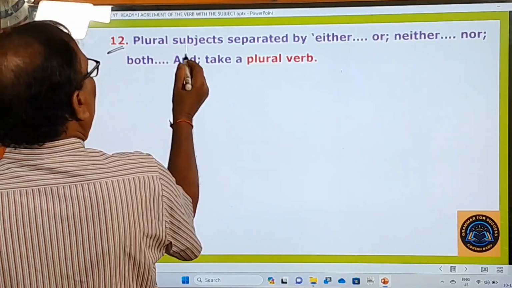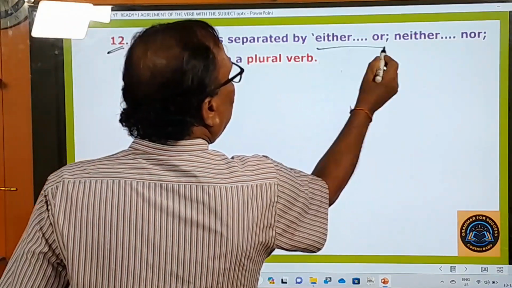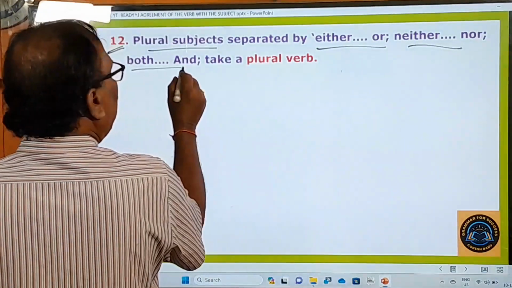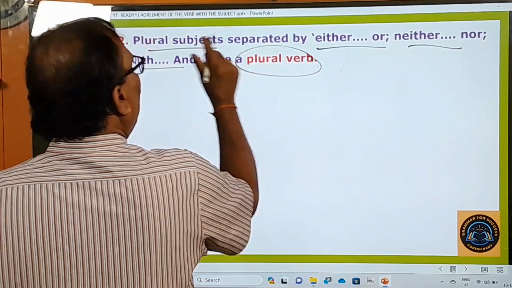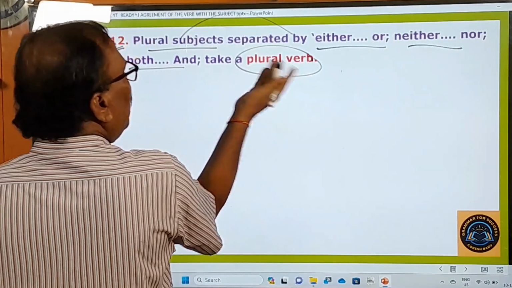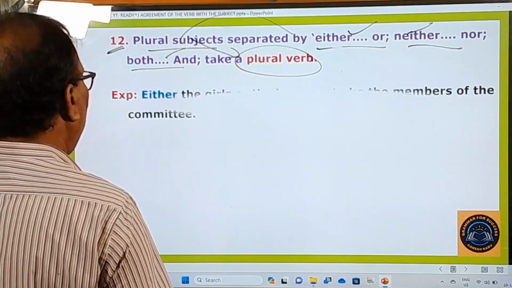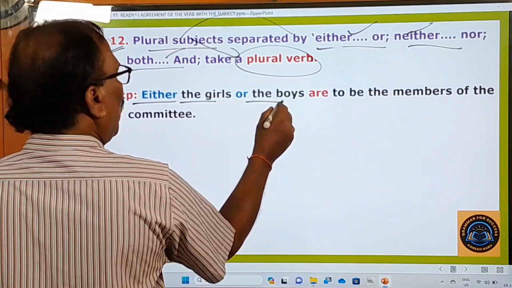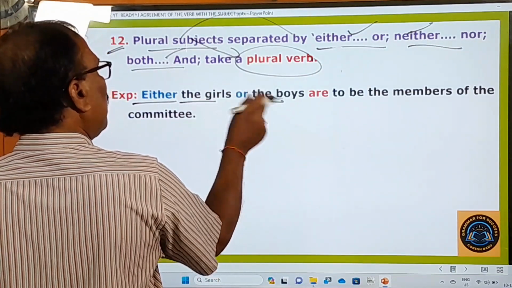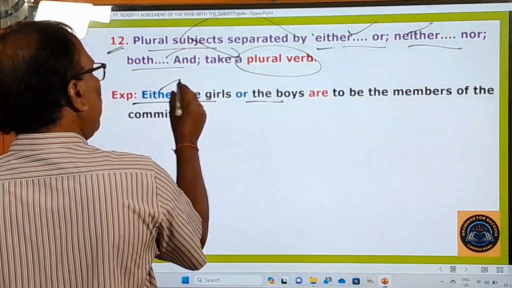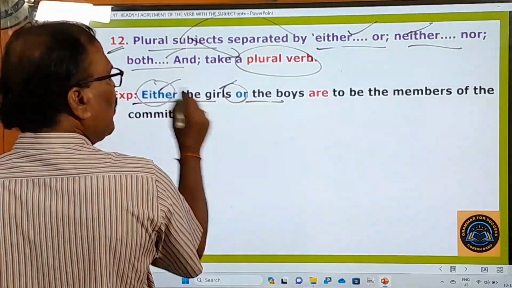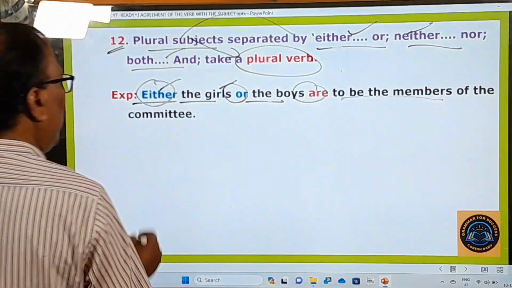So the 12th one is there. Plural subjects separated by either or, neither nor, both and take a plural verb. Plural subjects always take a plural verb. There is no problem at all. And here, either the girls or the boys. Both are plural subjects. They are connected by either or. Are to be the members of the committee.